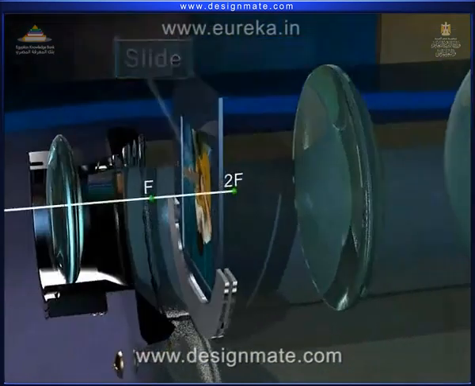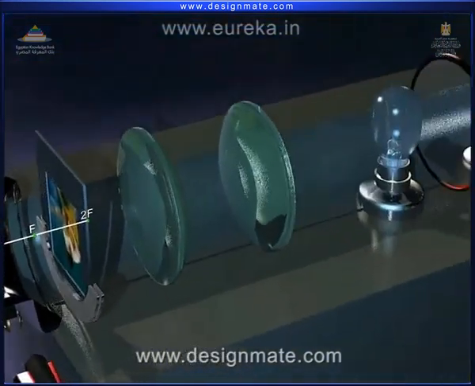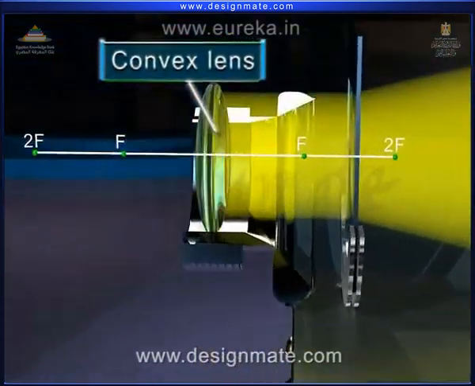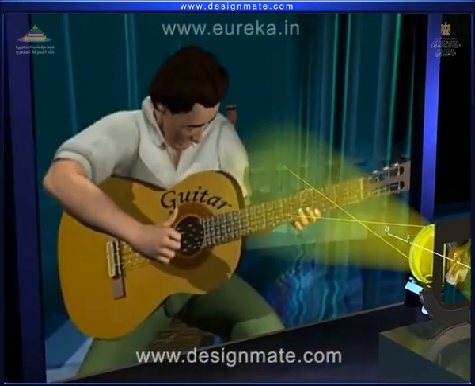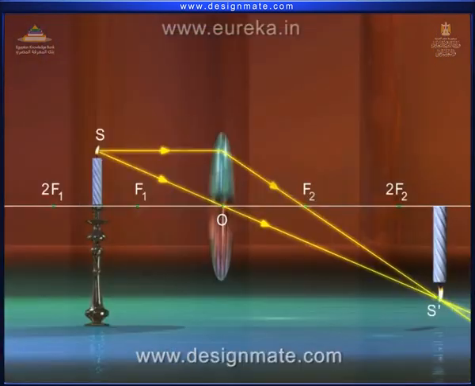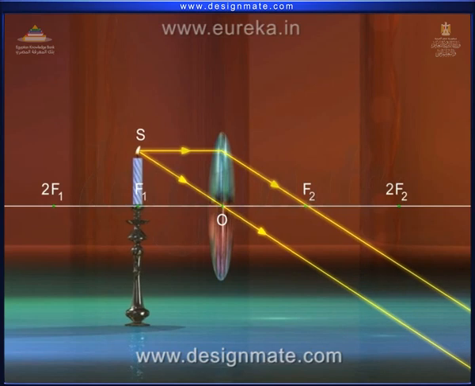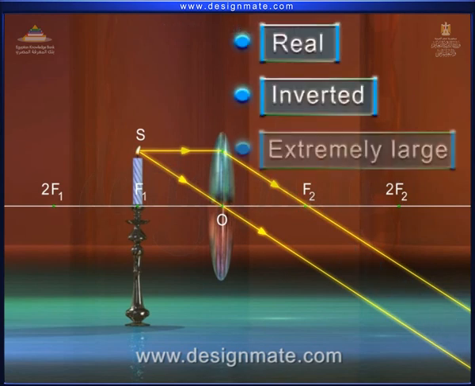Here, the slide is positioned between 2f and f on one side of the lens. As the light rays from this slide pass through the convex lens, we get an enlarged image of the slide on a screen kept in front of it. Next, if the object is positioned at focal point f1, then the incident rays will produce an image at infinity. The image will be real, inverted, and extremely large.